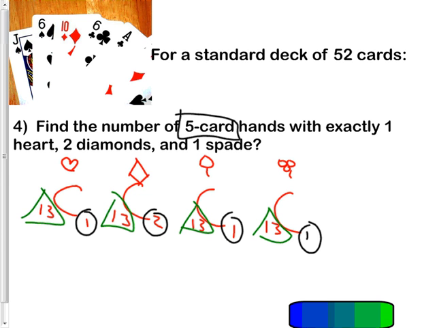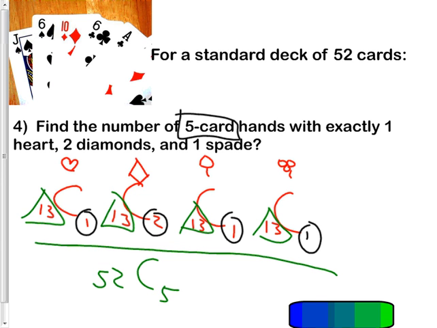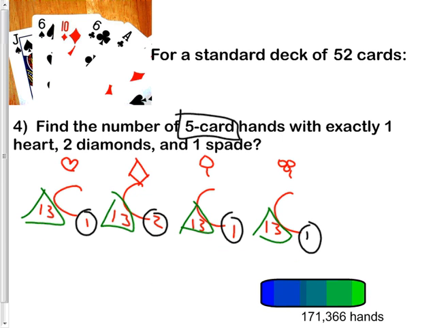52 choose 5 is all the different hands that could have been dealt. And this is certain kinds of hands. So if I wanted to make this into a giant probability problem, I'd say, what's the probability of that happening? You got it. Divide it by that if you want to make it probability. Okay. This problem was not a probability question. I was just showing that at the end to show you what you would do. The final answer would have been 171,000.